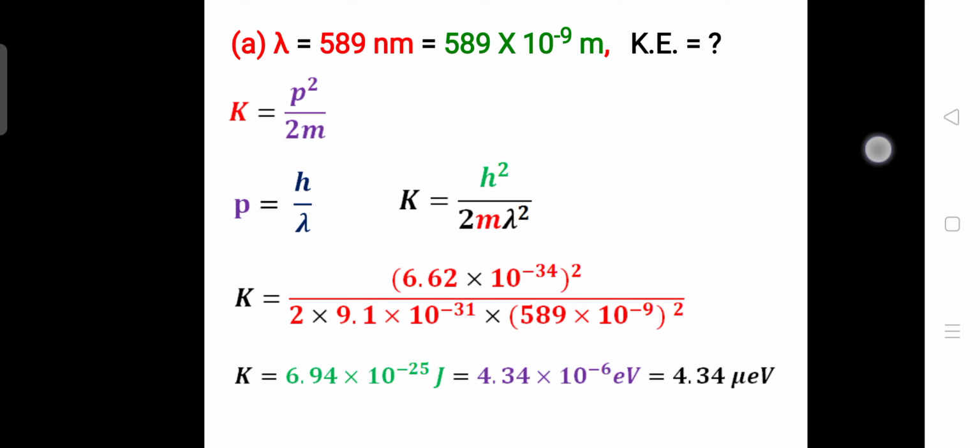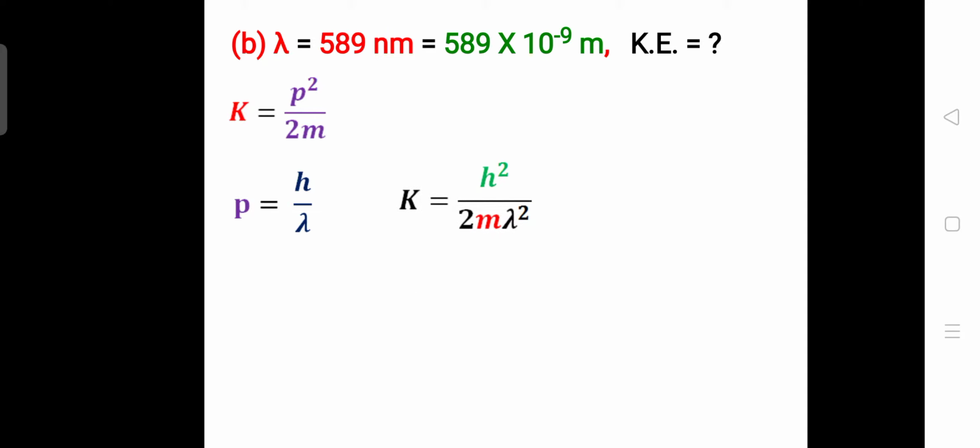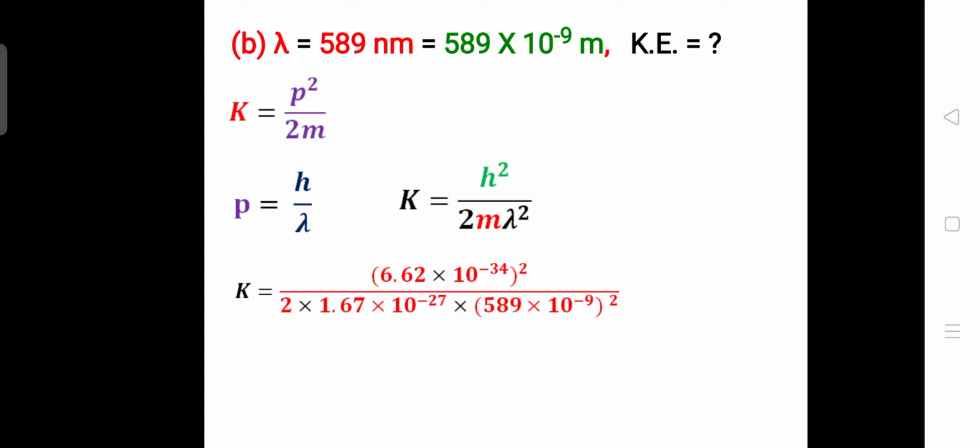Now we have to find the kinetic energy of neutron. The same formula, K is equal to P square upon 2m, P is equal to h upon lambda. Put the value. So K is equal to h square upon 2m lambda square. Put the values, h same, but the mass of neutron will be different here: 1.67 into 10 raised to power minus 27. Wavelength is same. Then solve. We will get finally 2.36 nano electron volt. This is the kinetic energy of neutron. This is the first question.